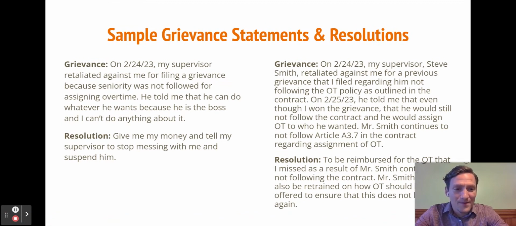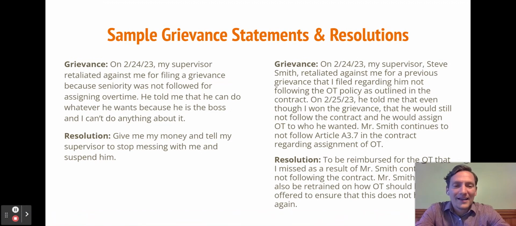So the resolution says to be reimbursed for the OT that I missed as a result of Mr. Smith continuously not following the contract. Mr. Smith, and I know you can't see that because of my face there, but Mr. Smith should also be retrained on how OT should be offered to ensure that this does not happen again. Okay, so they're not saying that Mr. Smith should be suspended or get in trouble or anything like that. They're saying, listen, I'm going to be reimbursed for the overtime that I missed as a result of Mr. Smith not following the contract. And they're also asking for Mr. Smith to be retrained on how OT works.